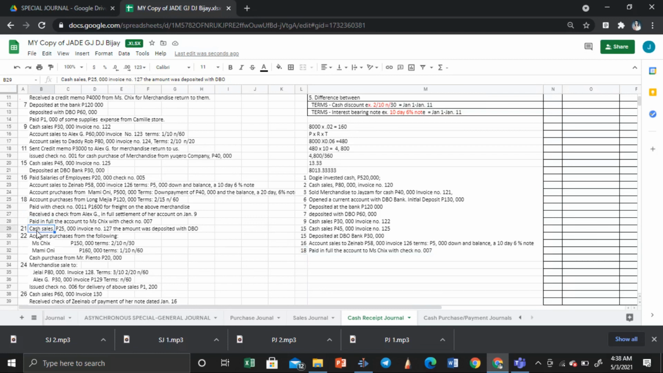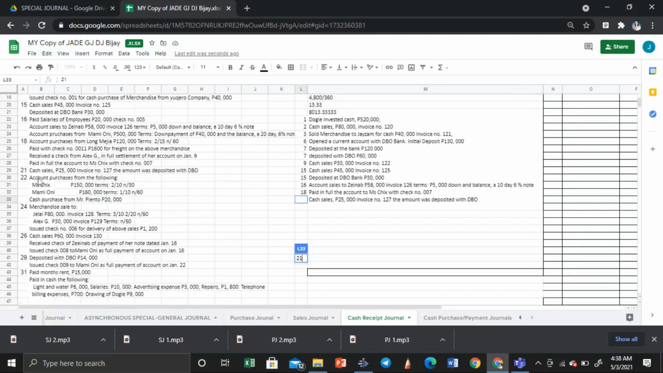Cash sales, 25,000, invoice number 127. The amount was deposited with DPO. Ayan, cash sales na nga siya, tapos may deposit pa na word. Talagang i-record natin to. Okay, and then paste it here. And then the date is 21. Are we on track? Okay.